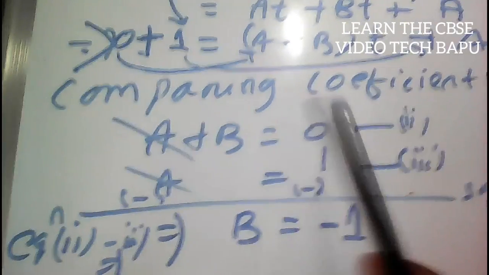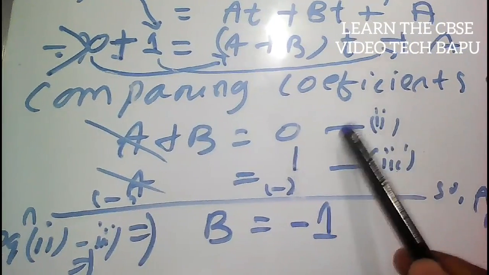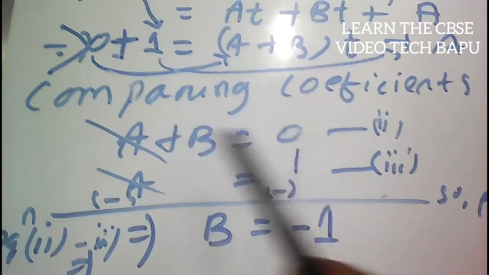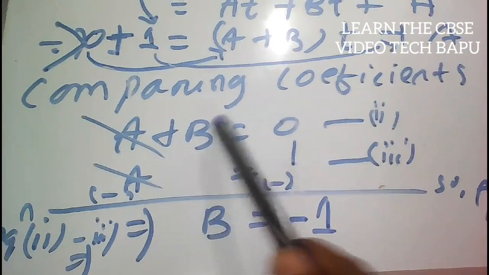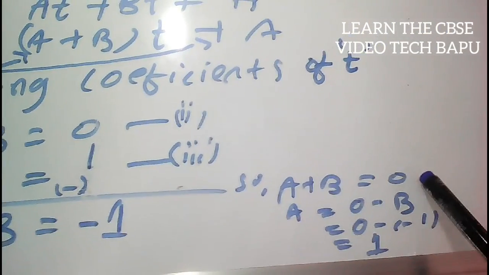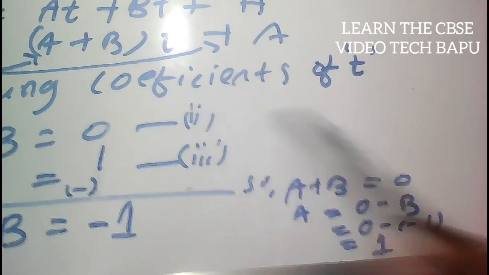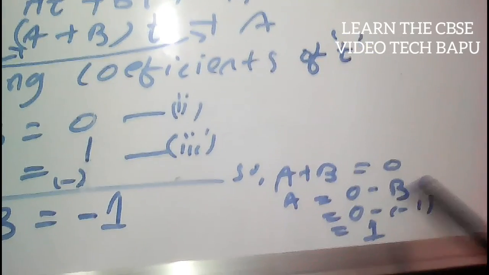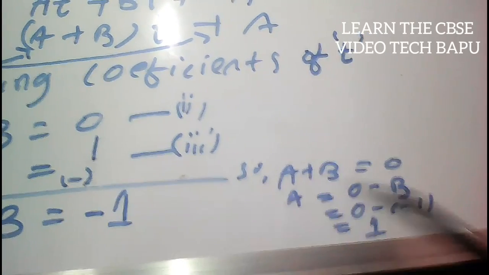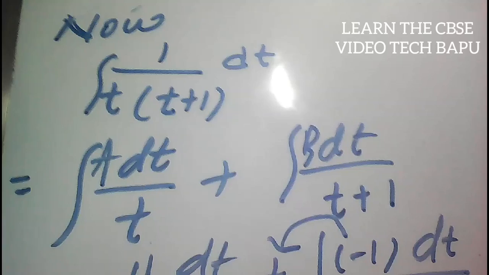Now by subtracting equations 2 and 3, take this equation as 2 and this equation as 3. Subtracting, you get a minus a is equal to 0, b minus 0 is equal to b, 0 minus 1 is equal to minus 1. Now a plus b is equal to 0 from equation 2. You can get that a is equal to 0 minus b. What is the value of b? Minus 1.